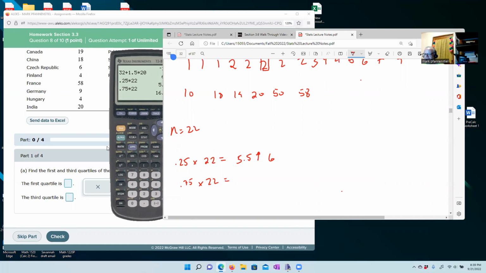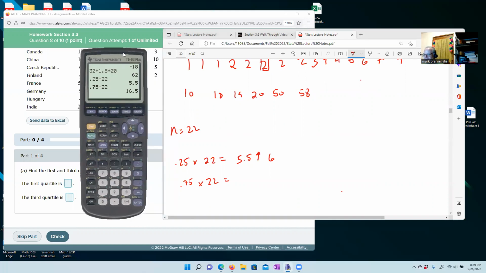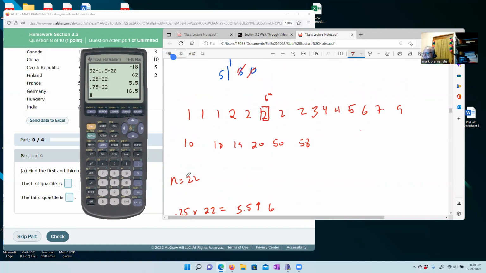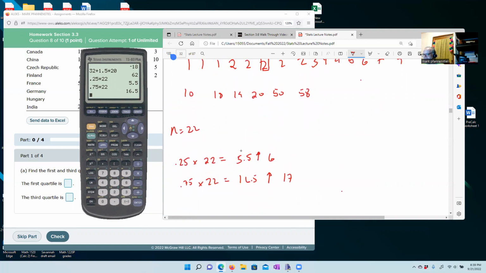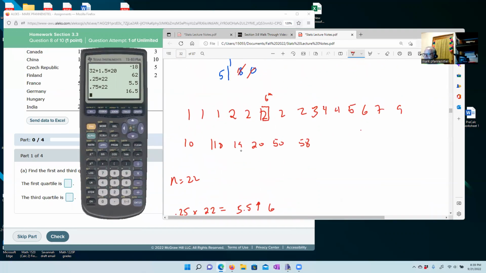I am not going to tell you that this is going to be the right answer. 16.5, and again, because it's not a whole number, we boost it. We need item 17. What is the 17th thing in the list? 6, 7, 8, 9, 10, 11, 12, 14, 15, 16, 17. Okay, 18 is my third quartile. So this 18 here is my third quartile. So I'm going to go ahead and say 2 and 18.